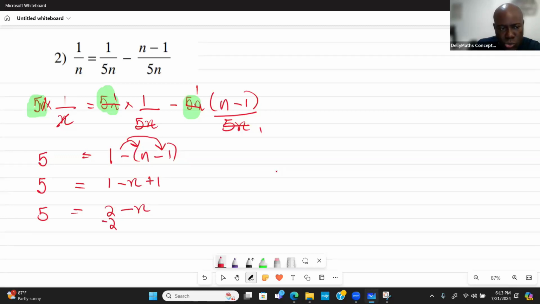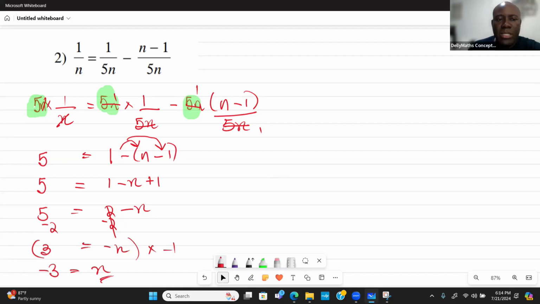If I subtract 2 from both sides, basically what I'm looking at here is that I'm having 3 equal to, this becomes 0, negative n. So negative n. In order for me to change the negative n, I'd have to multiply everything by -1. So this becomes -3, and then this becomes positive n. So n is equal to -3. So there it is for my second example.